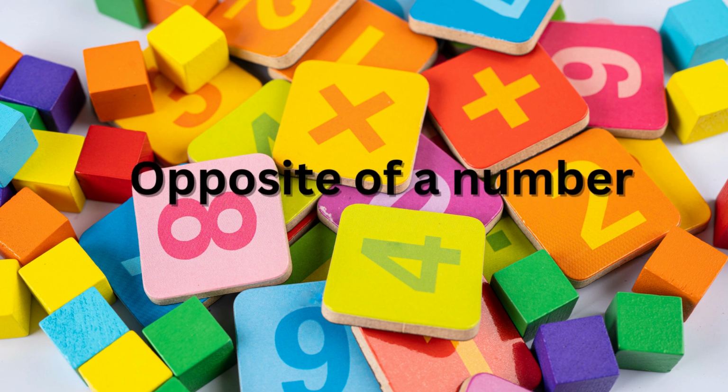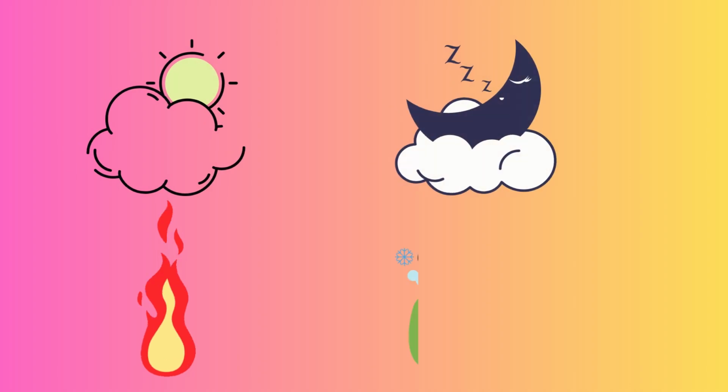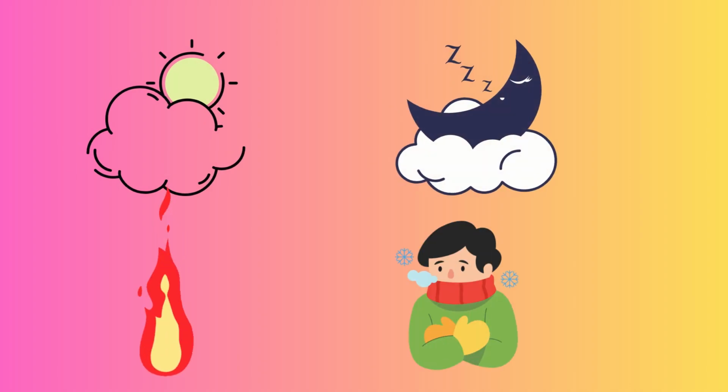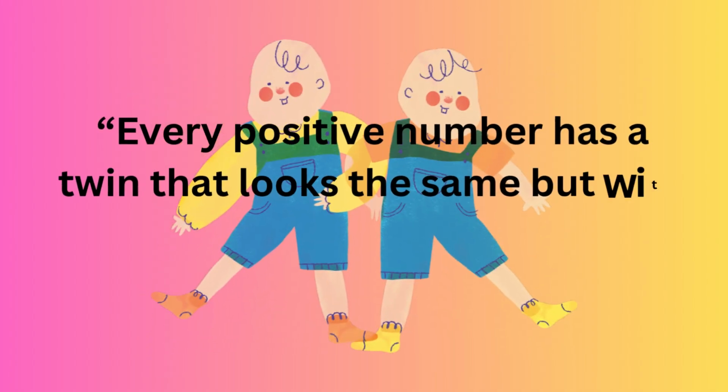Hey kids, today we are going to learn about the opposite of a number. Kids, do you know that numbers have opposites just like day and night, hot and cold, up and down? Every positive number has a twin that looks the same but with a minus sign.